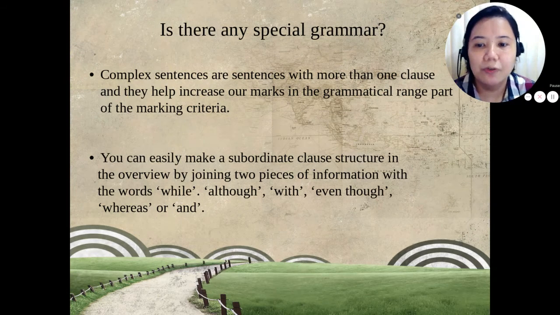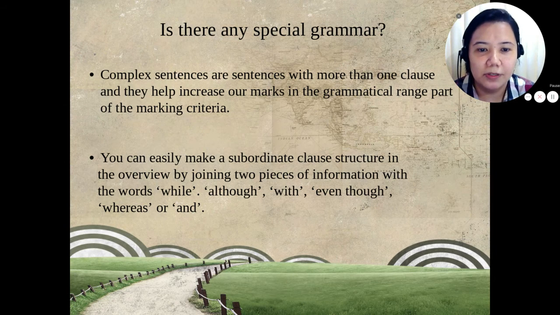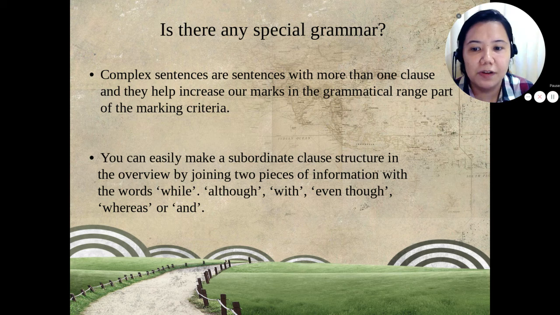Is there any special grammar? You should try to make more complex sentences by using a subordinate clause. Complex sentences are sentences with more than one clause, and they usually help increase our marks in the grammatical range of the marking criteria. You can easily make a subordinate clause structure in the overview if you join two pieces of information with the words while, although, with, even though, whereas, or and. However, you have to make sure that you know the meaning of these words and that you know how they are correctly used in a sentence. So that's another thing that's very important.